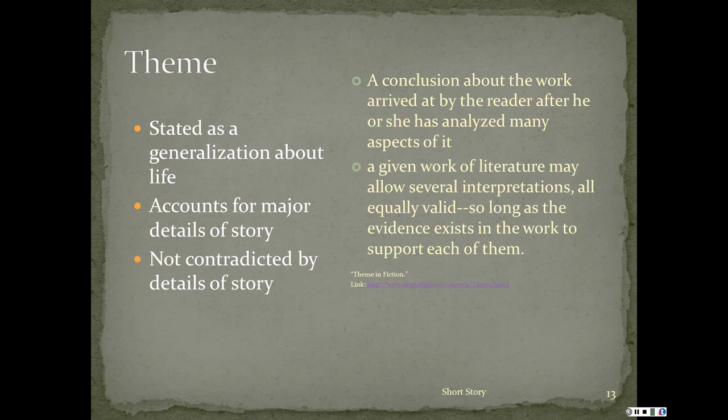After we have analyzed all those aspects, looked at the text, found lines within the text that support our positions, then we understand that we can interpret a work of literature in a number of different ways. However, we must have evidence in the work to support the interpretation that we make. When we state a theme, it is a generalization about a life. It accounts for the major details of the story, and it is not contradicted by anything within the story.